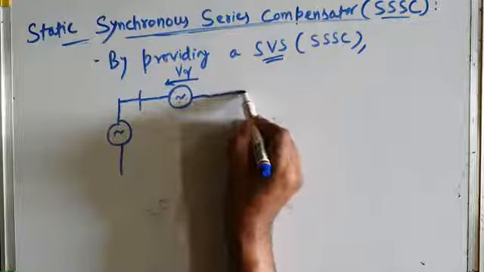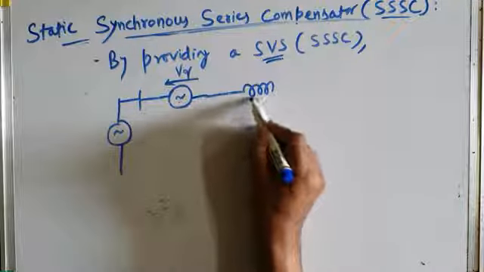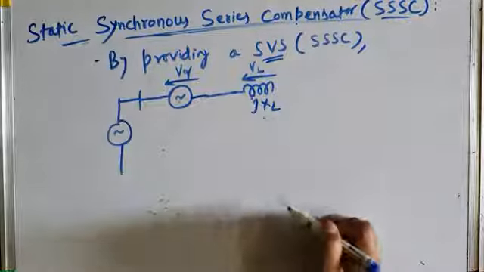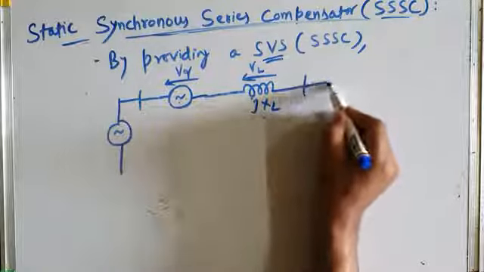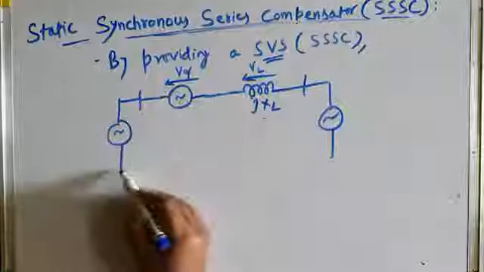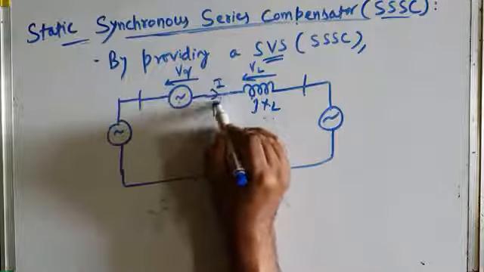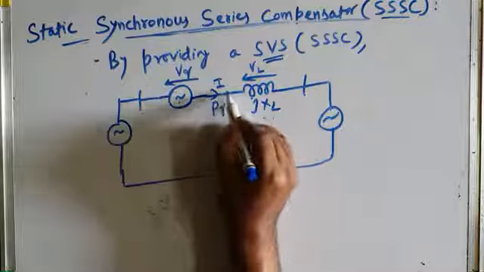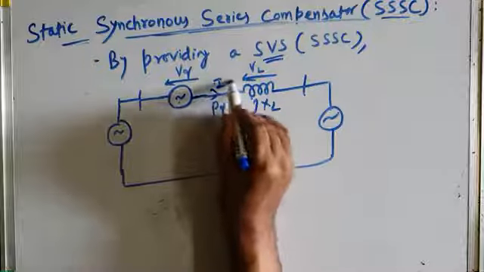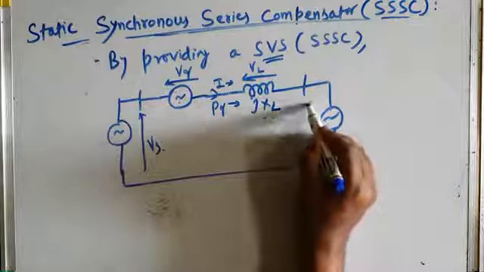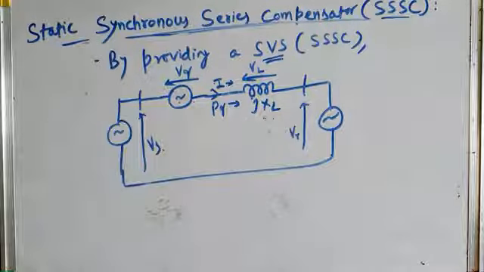That's it. And transmission line reactance is jXL, and voltage across this transmission line reactance is VL. We already know it. And this is the receiving end voltage. Let us assume that power is flowing from sending end to receiving end. So this is your sending end voltage Vs, this is receiving end voltage Vr.